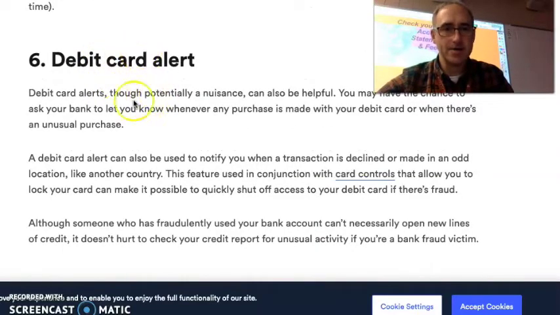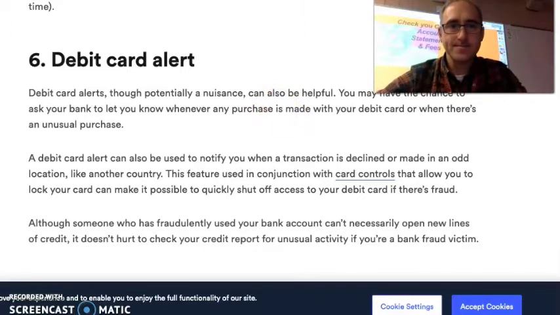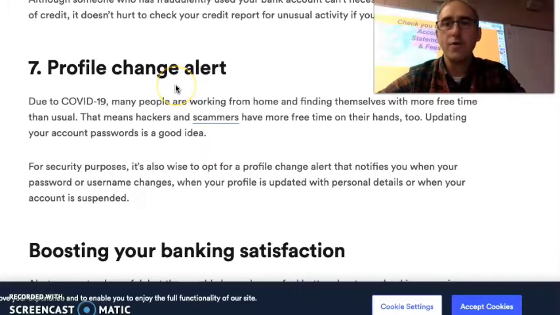Number 6, debit card alerts. Although they potentially could be a nuisance, they can also be helpful. You may have a chance to ask the bank to let you know every time somebody uses the debit card. This may allow you to decline the ATM or debit card use, protecting you in case your card or identity gets stolen. Number 7, profile change alerts may remind you that it's time to change your password or account information.